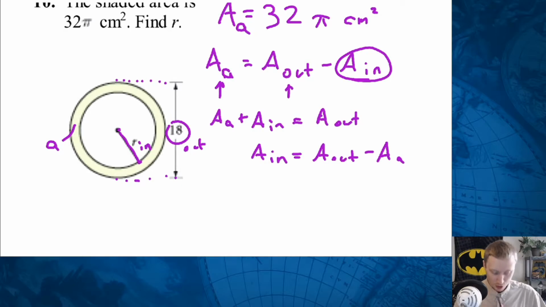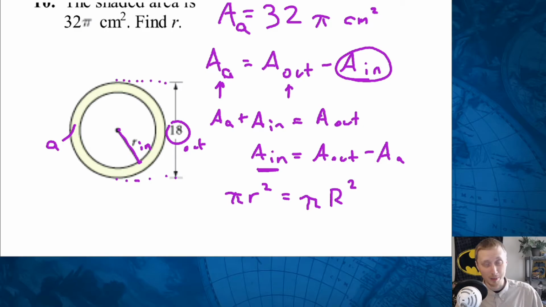It will get a little tricky because I do want to reduce that down to finding r, which means the area of the inside, that's a circular shape, so that's just going to be pi r squared. We'll replace that there. Area of the outside, that's also a circle, so that's going to be pi, let's give it a big R squared. I don't know that big R, right? That's not the thing I'm trying to find, but it's not a value they gave me either. I'll have to figure that out in a minute. Minus the area A, they gave us that. That's the 32 pi there.